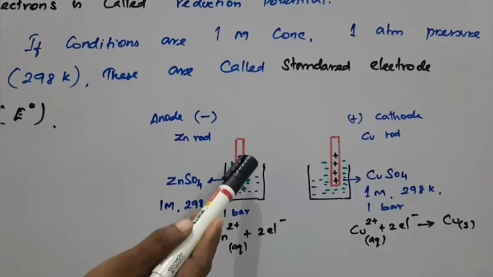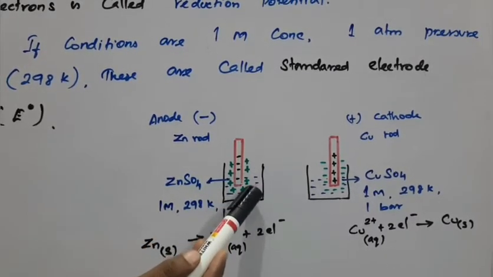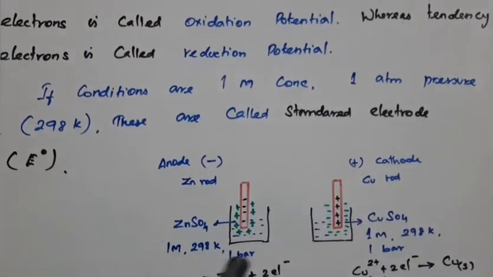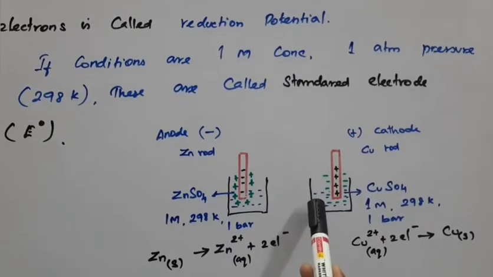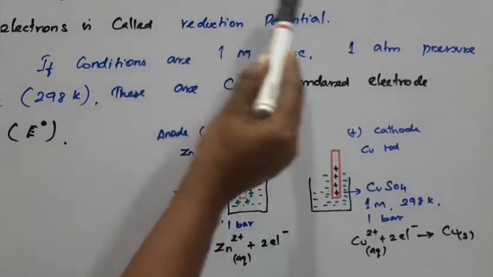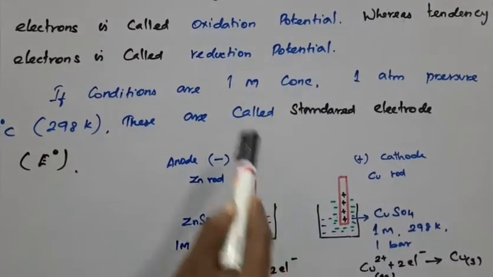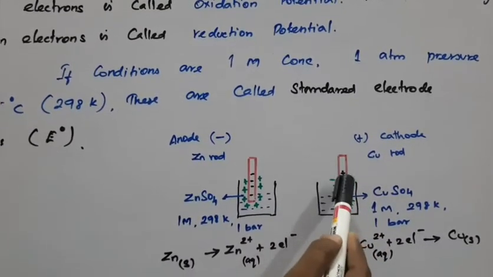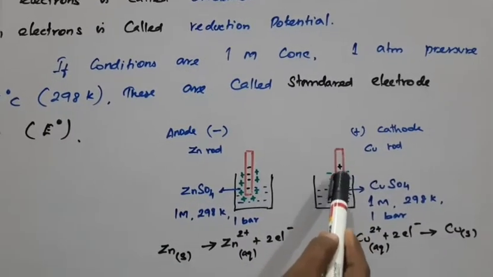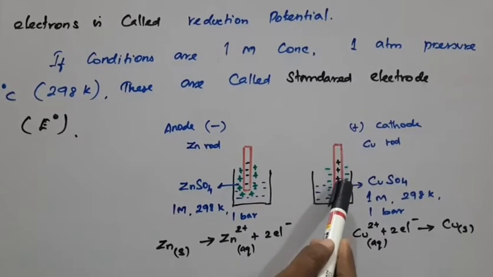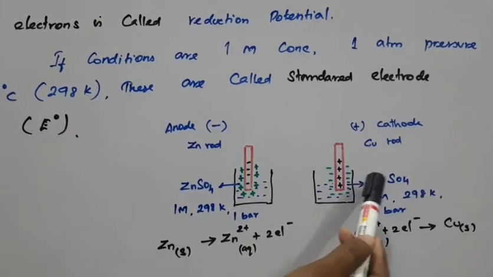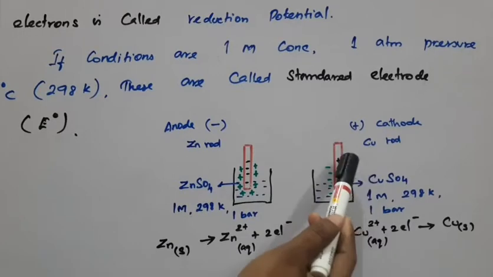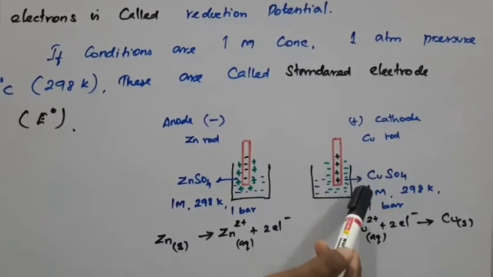The charge between this metal and the metal ions in the solution creates a potential difference, which is called oxidation potential. At the same time, take another half cell, which has the tendency to gain electrons, so reduction happens there. Here the copper rod gains electrons, so it becomes positively charged. This positive charge attracts the negative charge from the solution, like copper sulfate. So the charge between the rod and the solution creates the potential difference of this cell.